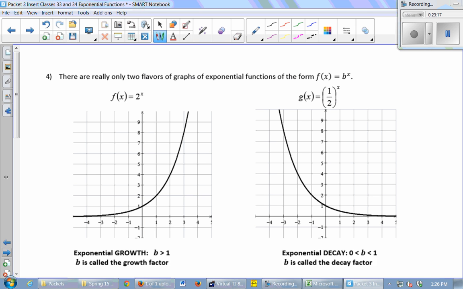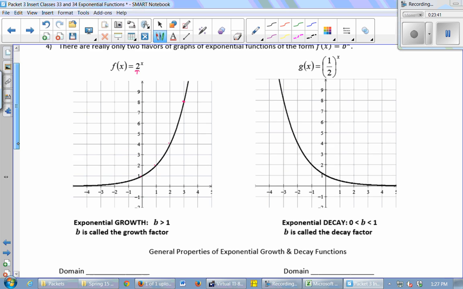So 2 to the x is exponential growth, right? So 2 to the 0 is 1, 2 to the first is 2, 2 squared is 4. So this is how we come up with the points for this graph. 2 cubed is 8. So this is my exponential growth picture. You have exponential growth when your base is bigger than 1, right? In this case, my base is 2. So I have growth. B is called the growth factor again.